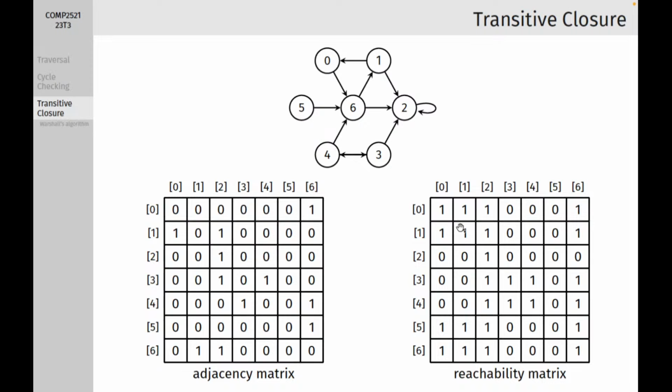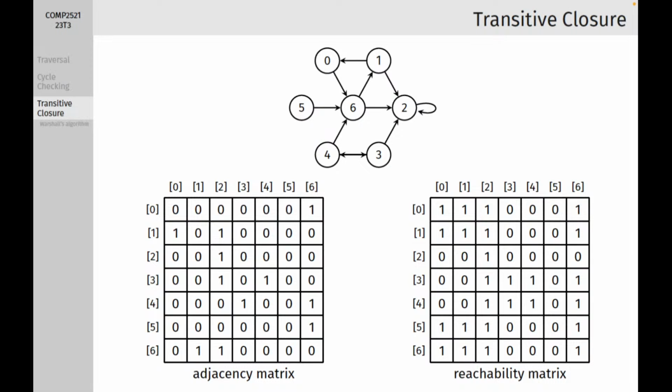Okay, now here's the reachability matrix. Remember, the reachability matrix tells us if there's a path from S to T. For example, let's look at 5 to 1. Is there a path from 5 to 1? Yes, there is, because we can go 5, 6, 1. So if I look at the reachability matrix, row 5, column 1, there's going to be a 1, because we can go from 5 to 1.